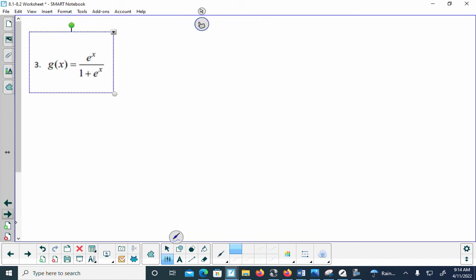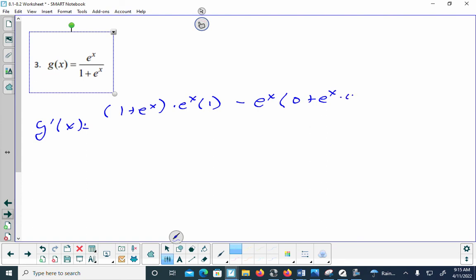Moving on to the next one, I am doing the quotient rule again. I am going to leave the denominator alone, take the derivative of the numerator, which is e to the x times the derivative of that x, which is just 1, minus, I am going to leave that numerator alone and take the derivative of the denominator. The derivative of 1 is 0. I'm just going to write it so you can see what's going on. Plus e to the x, the derivative of e to the x is e to the x times 1, all over 1 plus e to the x, squared.